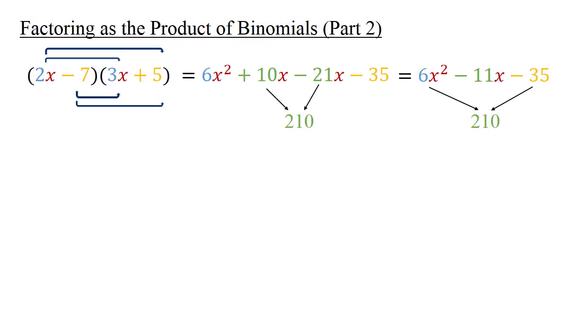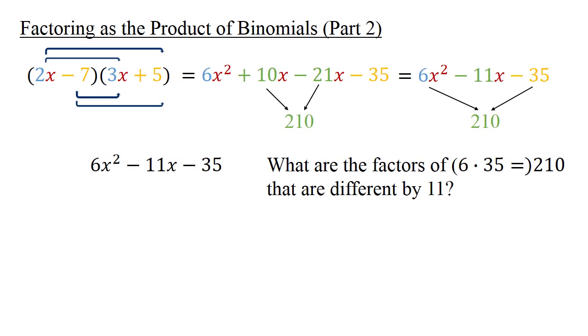So now that we know how this multiplies out, let's show how we would approach factoring it. And so I'm going to start as if I didn't know everything that I just talked about, as if I didn't already know how it's going to factor. I don't know that this is 2x minus 7 and 3x plus 5. I just know I have this. So what I'm going to do is I'm going to realize, okay, that 11 is going to be formed by combining things from 6 with things from 35, things that go into 6 and things that go into 35. And so I'm just going to multiply those together. And I'm going to ask myself, what are the factors of 210, and I got 210 by taking 6 times 35, that are different by 11?